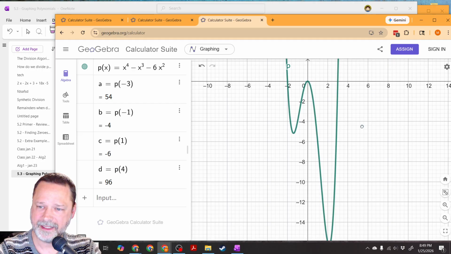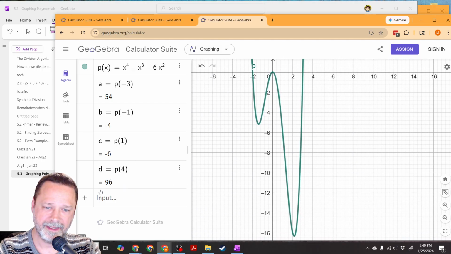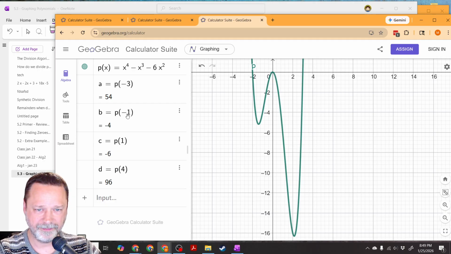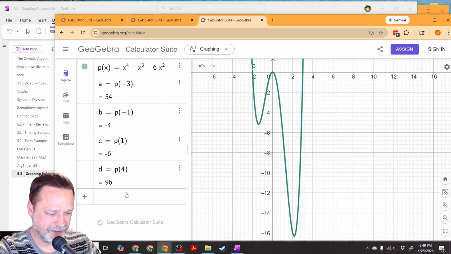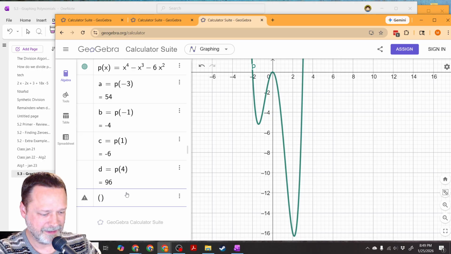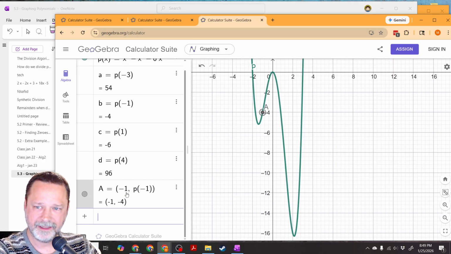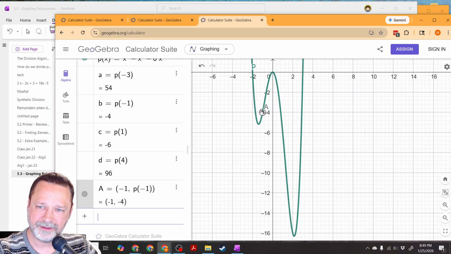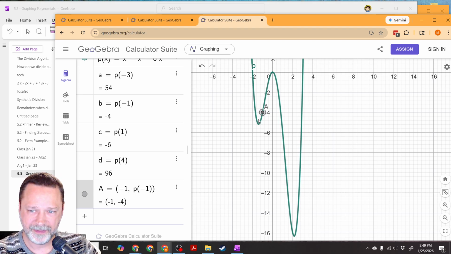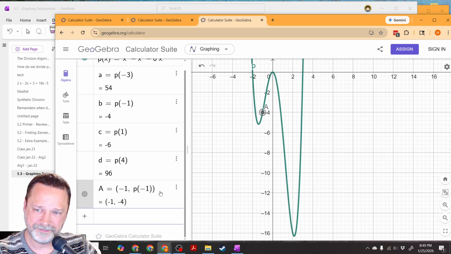And we can definitely see these values. And actually, if I wanted to, instead of going P of negative 1, I could have made a point, negative 1, comma, P of negative 1. And it would show me that. So actually, that wasn't even the lowest part, negative 4. I drew it as the lowest part because I only tested 1 point. But it actually went down really quick and then went back up. So we can see where those points are.